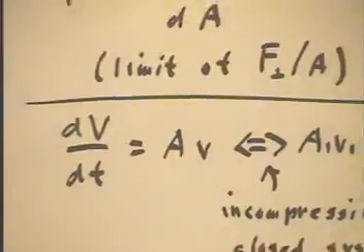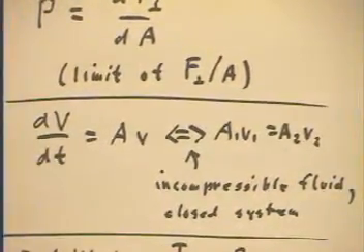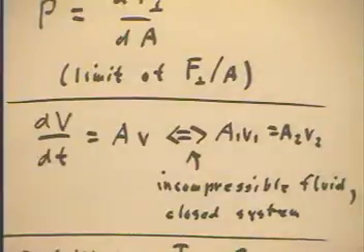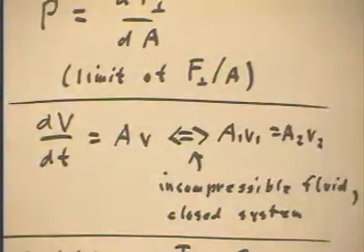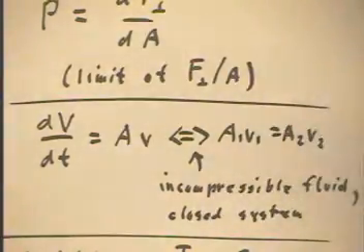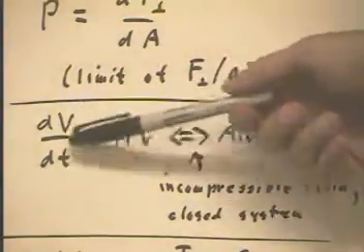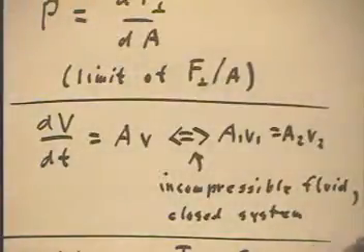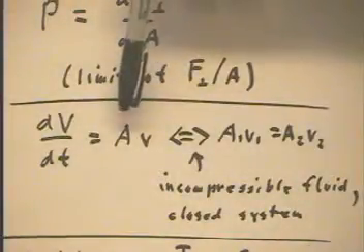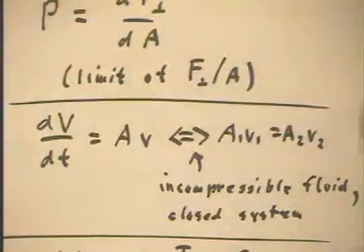We have the continuity equation, which says that when we have a flow of an incompressible fluid, at least, in a closed system, the rate at which volume passes a point, the time rate at which volume of fluid passes a point, is equal to the cross-sectional area of the flow multiplied by the velocity.